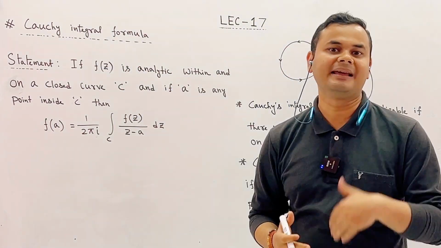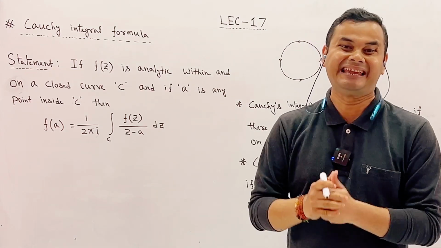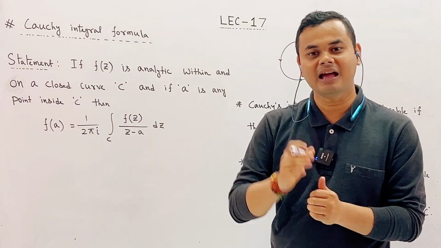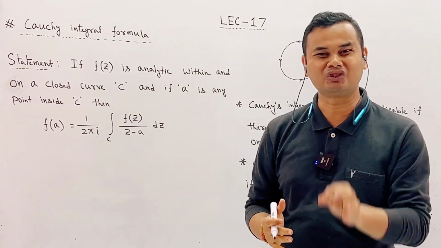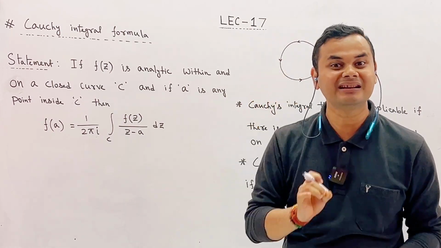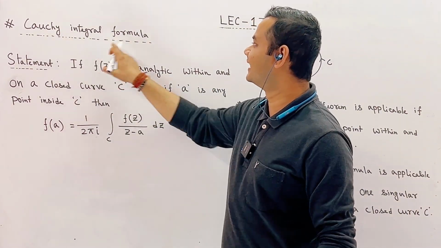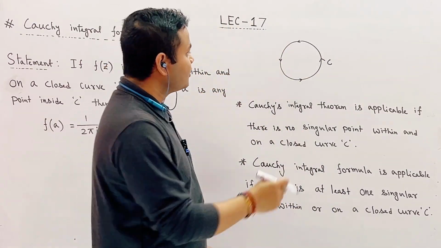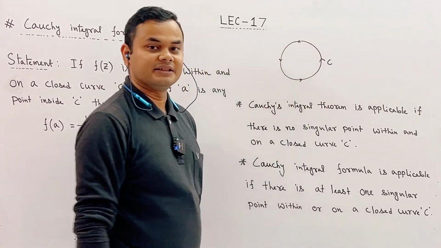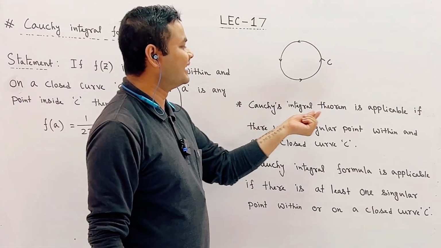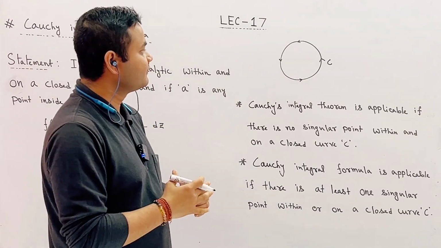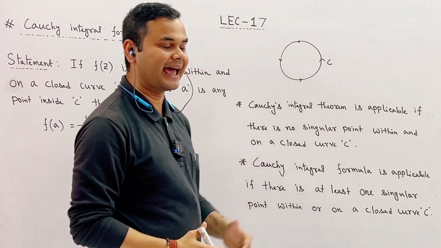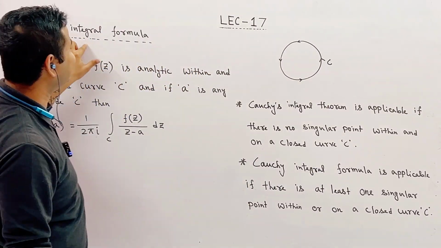Students, as you know, in my last video I was explaining Cauchy's integral theorem. So before going to this topic, I just want to mention under what condition we should apply Cauchy's integral theorem as well as under what condition we should apply Cauchy's integral formula. Students, if there is no singular point within or on a closed curve C, then we should apply Cauchy's integral theorem. However, if there is at least one singular point within or on a closed curve C, then we should apply this Cauchy's integral formula.